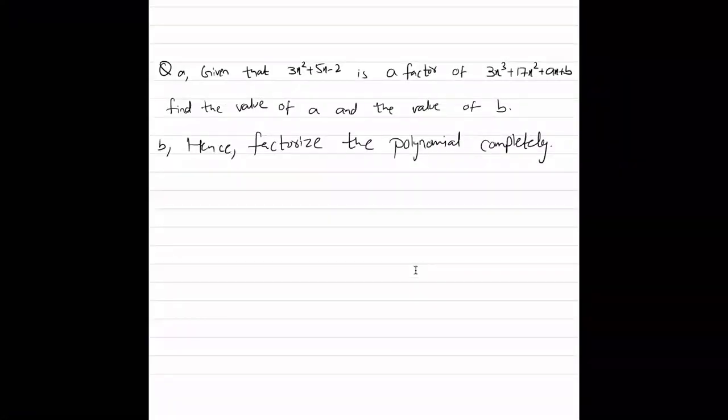So as far as the second is concerned, you have been given that 3x squared plus 5x minus 2 is a factor. Now you see it's not a linear factor, it's a quadratic factor. And the quadratic factor is going to divide your cubic polynomial. You are being asked to find the values of a and b that are part of the polynomial.